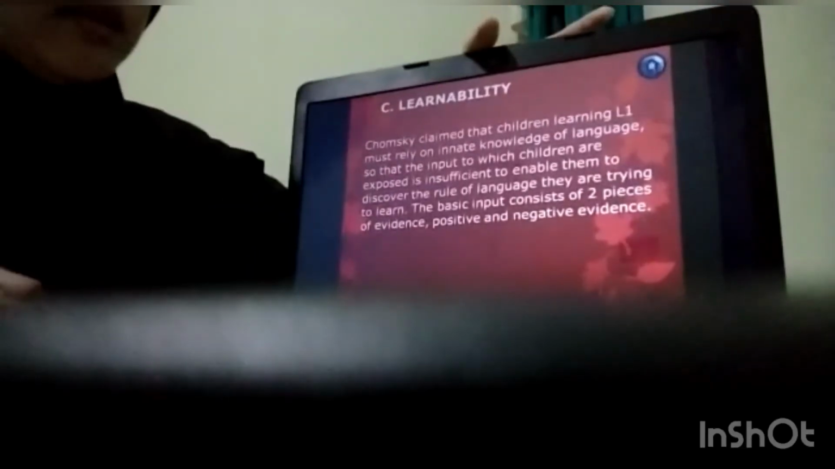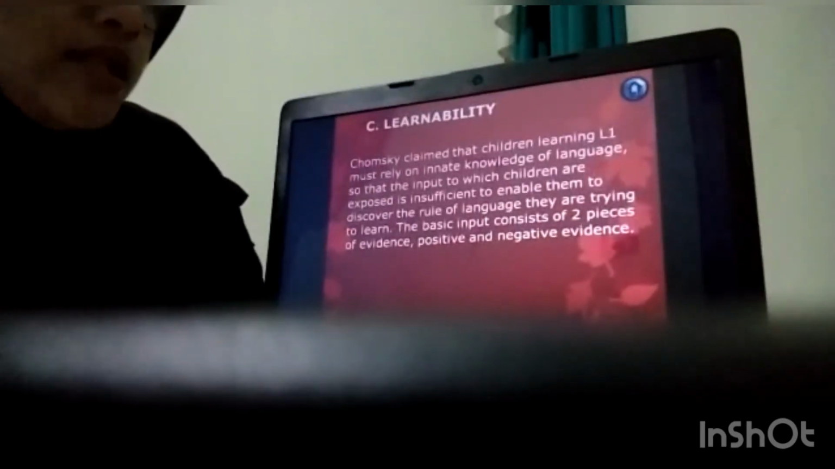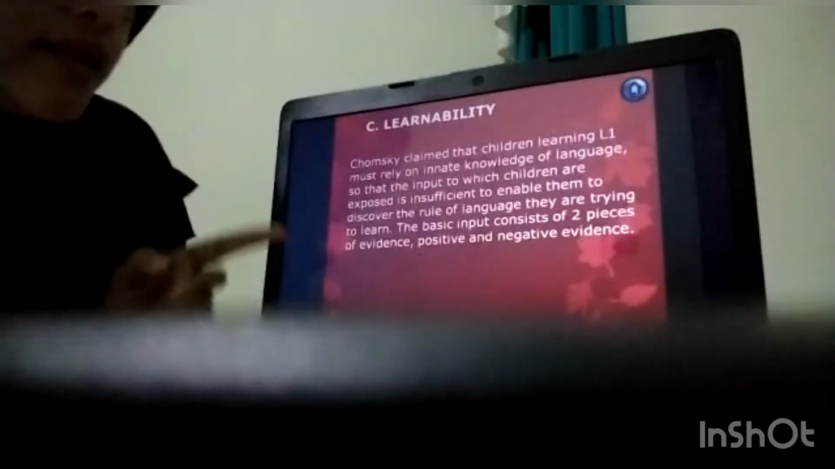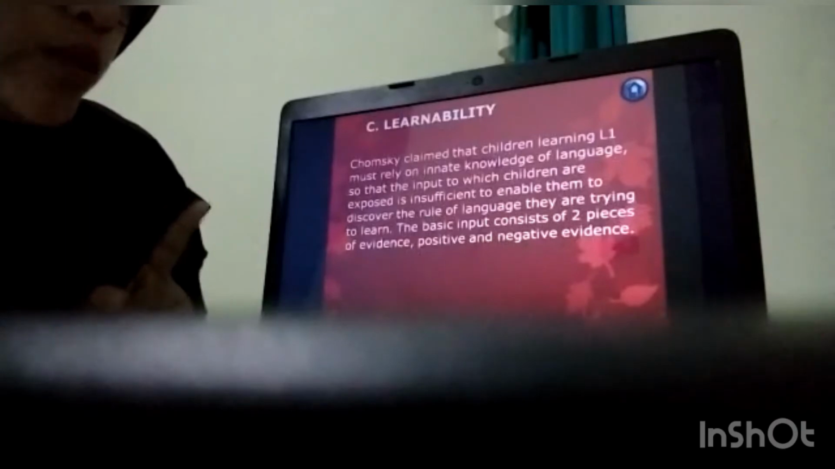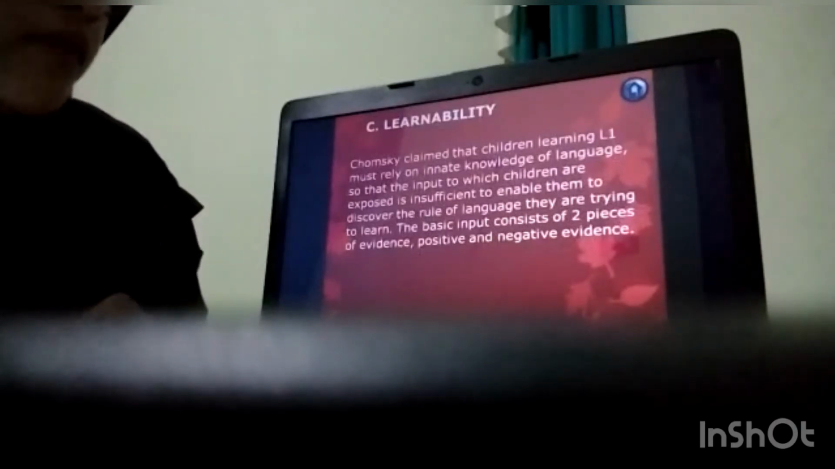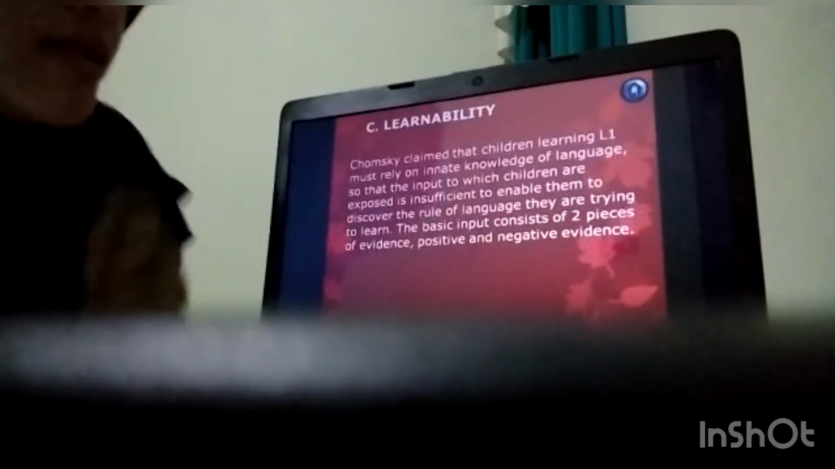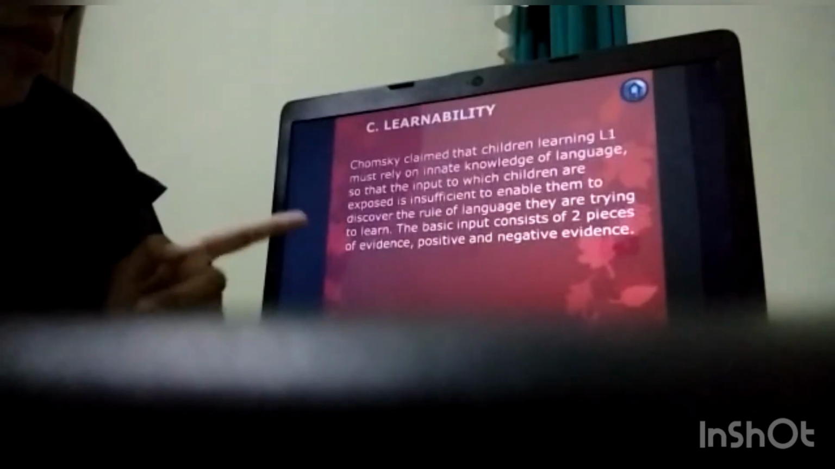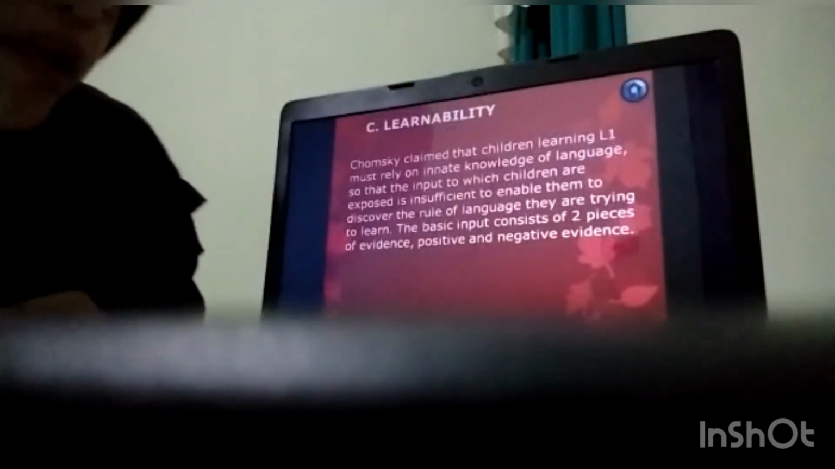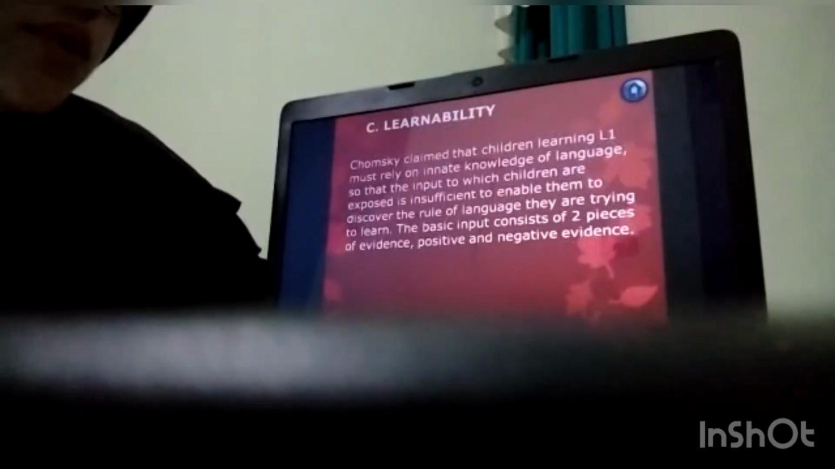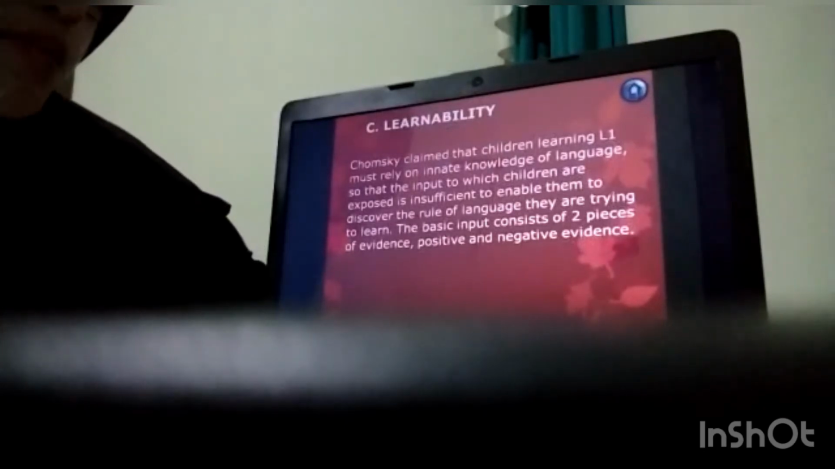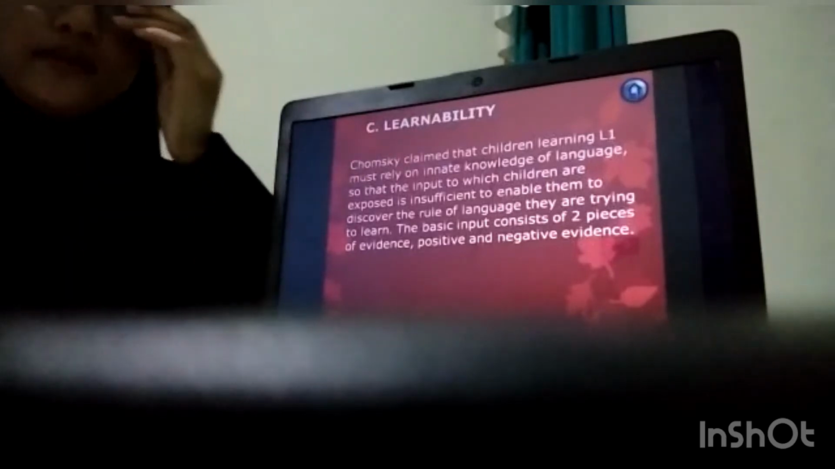Yeah, the next is learnability. According to Chomsky, certain learning elements must rely on innate knowledge of language, because the input to which children are exposed is insufficient to enable them to discover the rules of the language they are trying to learn. The basic input consists of two pieces of evidence, positive and negative evidence.